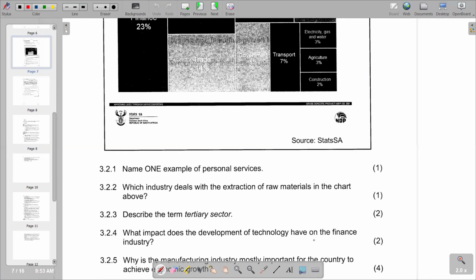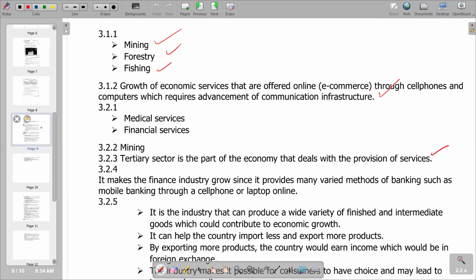So you see that technology and the finance industry is very important as we look at the banking sector. The banking sector is part of the finance industry. There is a lot of technology that is needed in terms of banking, mobile banking, and there are many transactions that are done online. So it becomes of paramount importance. So we go to our answer section, we see that it makes the finance industry grow since it provides many varied methods of banking, such as mobile banking through a cell phone or laptop online. So that is the response that we have.